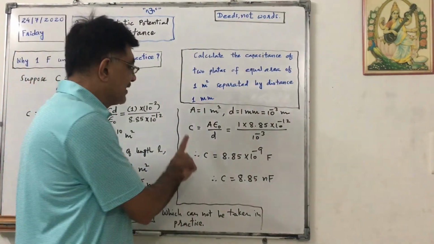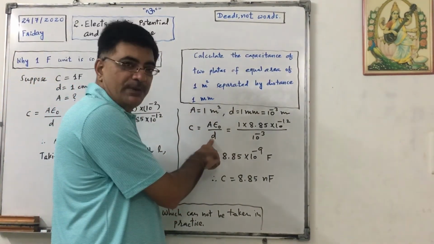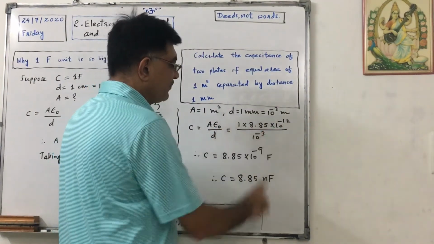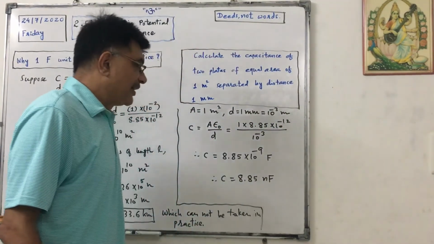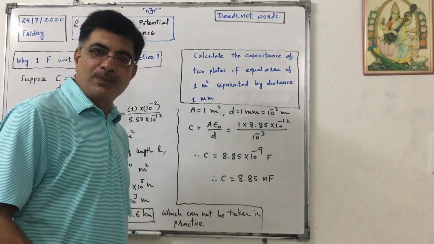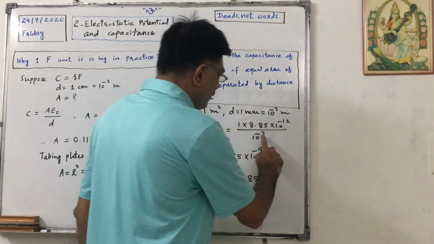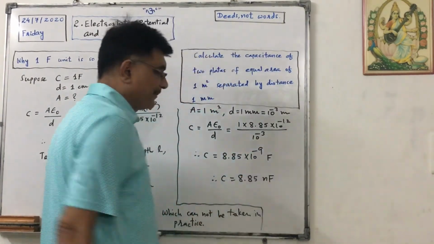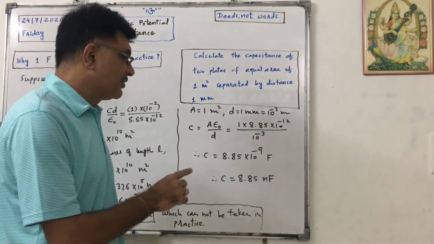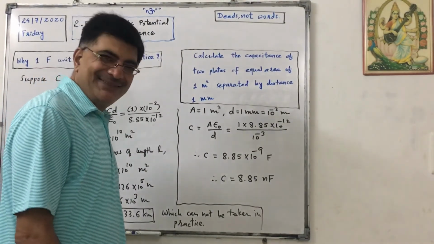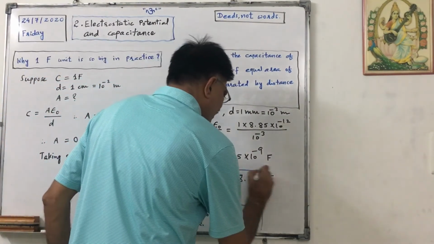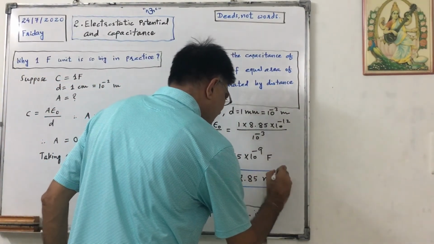We can write C equals A epsilon naught upon D. A is 1, epsilon naught is 8.85 into 10 raised to minus 12, divided by D. D is 1 millimeter, so we can write 10 raised to minus 3. So this 10 raised to minus 3 power will be added here, so it will become 10 raised to minus 9. So 8.85 into 10 raised to minus 9 farad. So we can write 8.85 nanofarad.